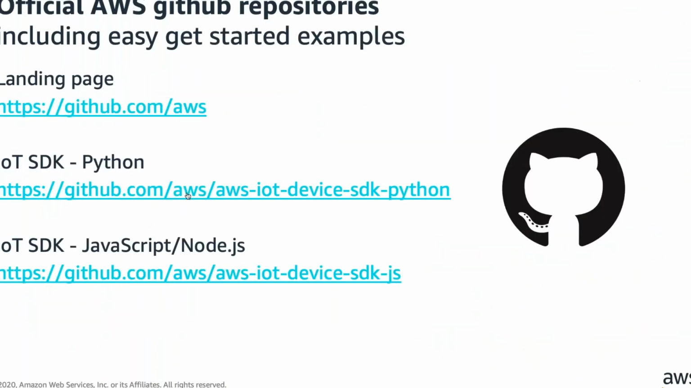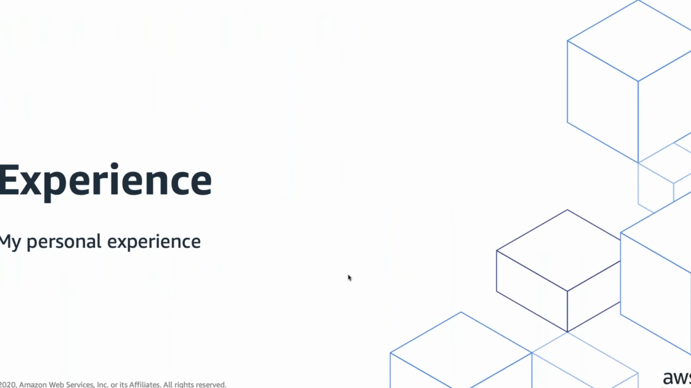And for the SDK, which Ryan has touched upon before as well, the landing page of GitHub, our official AWS GitHub repositories, you can find here. And these are the two SDKs that I typically use. So for the IoT SDK Python, this is the link. And if you want to do something with JavaScript as well and completely self-service, you can find here a lot of easy get started examples. I also work with the JavaScript SDK quite often.